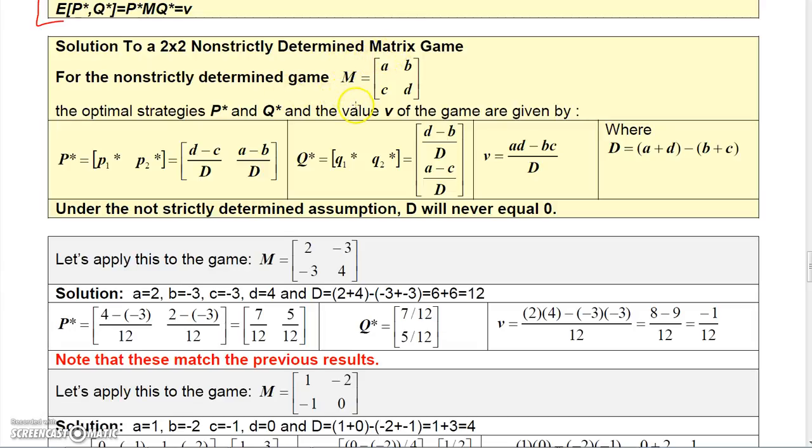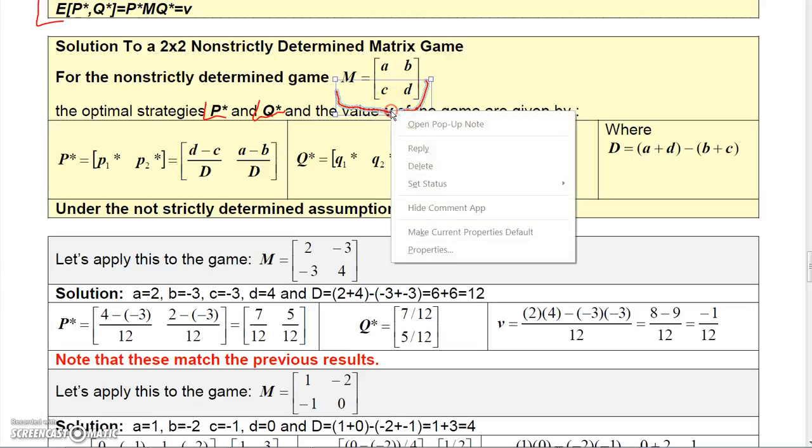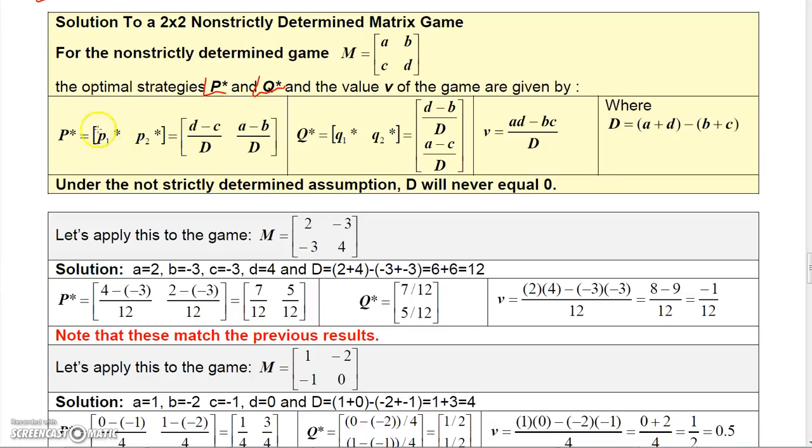So the matrix game is defined by the matrix M. And let's assume that we're going to use optimal strategies P star and Q star, and the value of the game is going to be V. Okay, so P star would be using the probabilities P1 star and P2 star for the probability of row 1 or row 2. And it's going to equal this, (D minus C) over capital D and (A minus B) over capital D. And I'll talk about this in a minute.